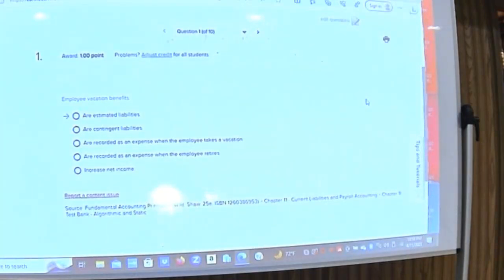Here we are with our final set of homework for Chapter 4. We're talking about vacation benefits, and those can be estimated. We know that they're going to happen, so we have to record them, but we don't know the number. And so they're estimated liabilities. Your first response works there.